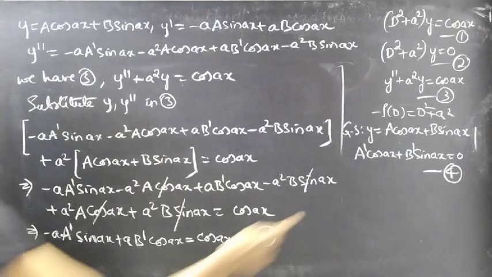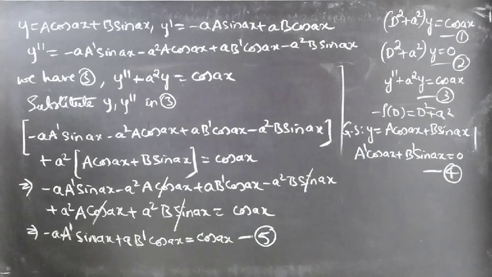Now we are going to solve equation 4 and equation 5 to find A dash and B dash, and later we'll find A and B using A dash and B dash. So let's solve equations 4 and 5.